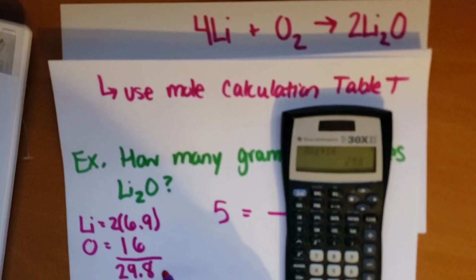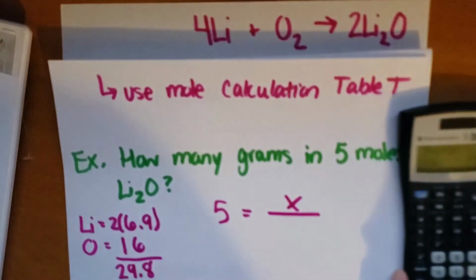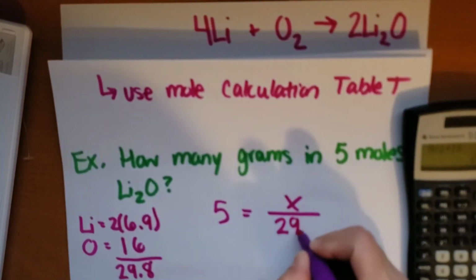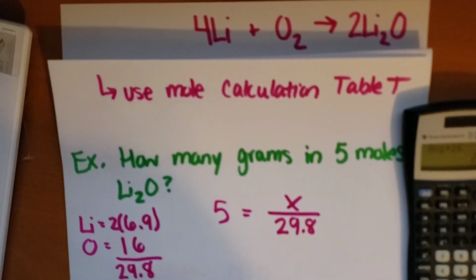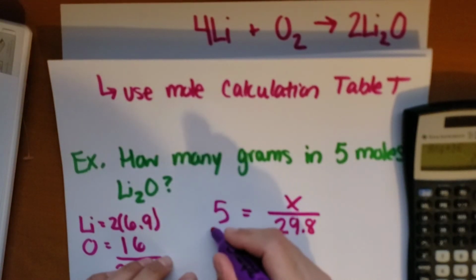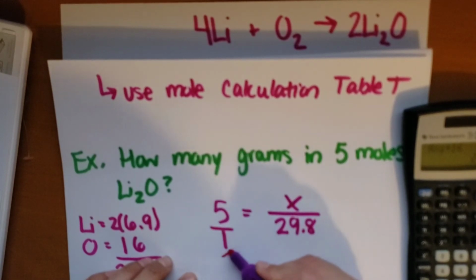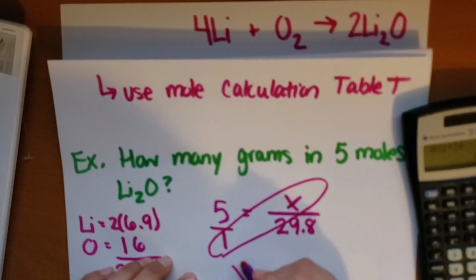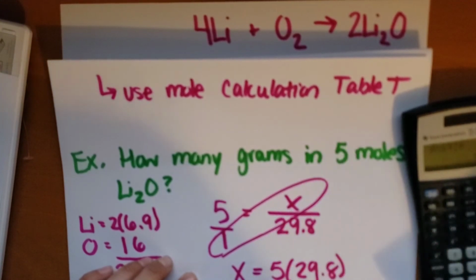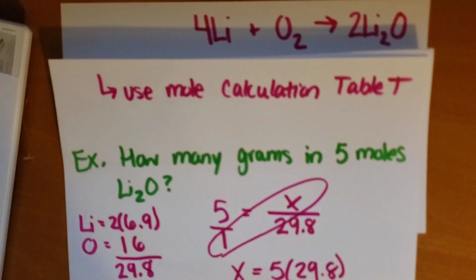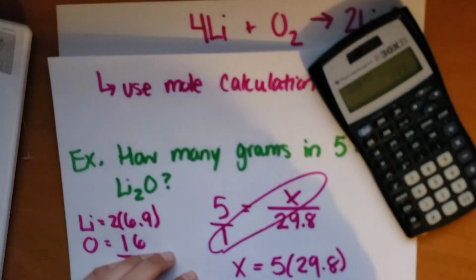So we're going to put the gram formula mass on the bottom of our fraction. And then to solve this fraction, it's easiest if we put this number over 1. And I'm going to multiply here. And you'll see that our calculator gives us the value of 149 grams.